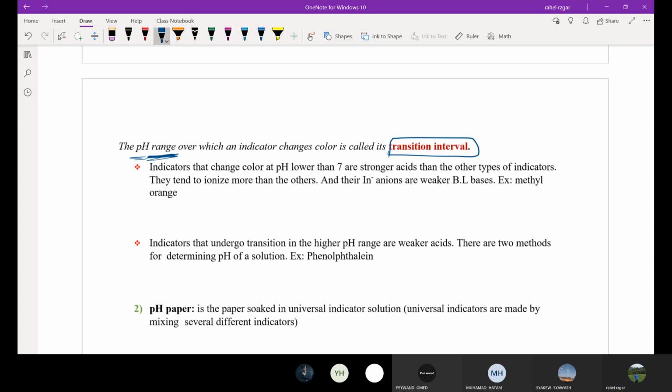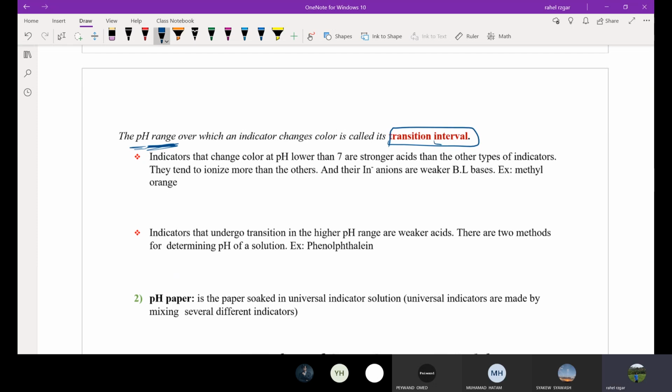What does this mean? Indicators don't change their colors, or we don't know at which exact pH the color will change. For example, we don't know if it will change a color at 6.2, 6.3. So we don't know the point. Why? Because the change is so fast. Instead of seeing a point, instead of indicating a point, we have an interval, a range. We call it transition interval. Transition means changing from one state to another, and it's an interval.